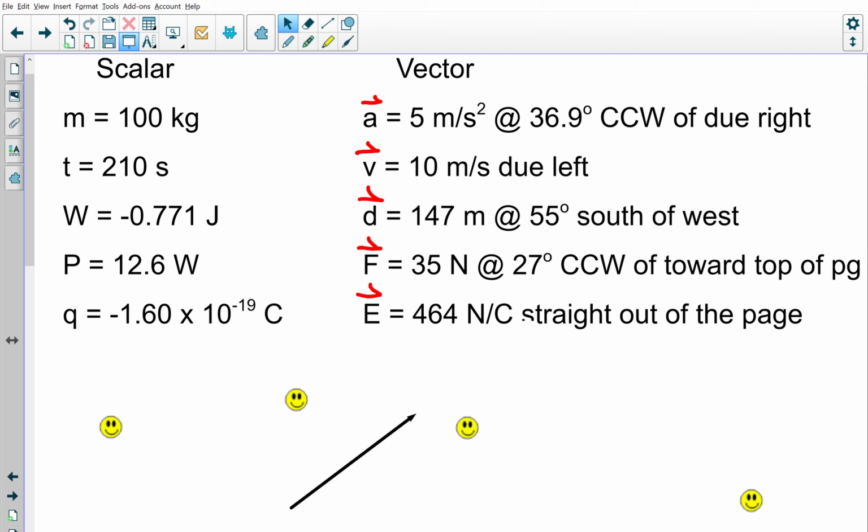Why does that arrow represent 5? Because we say it does. That's it. You'd make a scale. You'd say maybe a half a centimeter is 1 meter per second squared. So then 2.5 centimeters would be 5 meters per second squared. Something along those lines. And that angle, well, if we were to draw due right over here, due right is something like this. This is tipped up 36.9 degrees counterclockwise of due right. All right, so let's move due right out of here because we already know about due right.